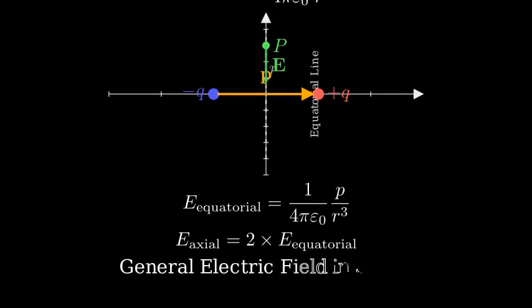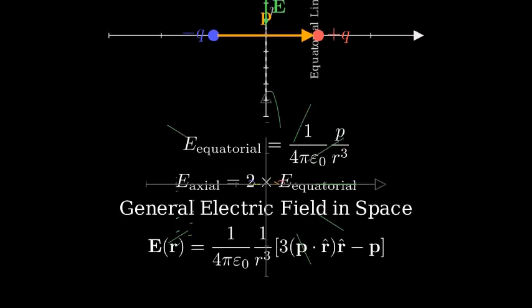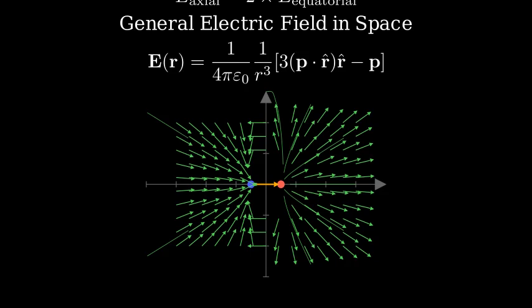Now, let's consider the general case of the electric field at any point in space. Let r be the position vector of point P from the center of the dipole, with unit vector r̂. Then the electric field vector E at point P is given by E = (1/4πε₀) × (1/r³) × [3(p·r̂)r̂ − p]. This formula gives us the complete electric field at any point in three-dimensional space. Let's visualize the field pattern created by an electric dipole.